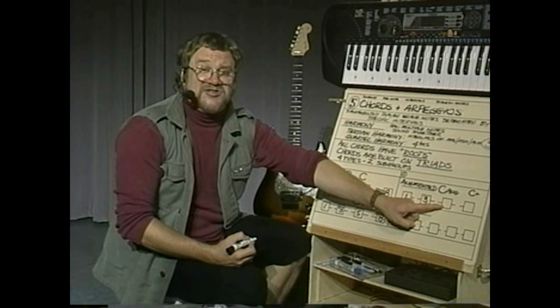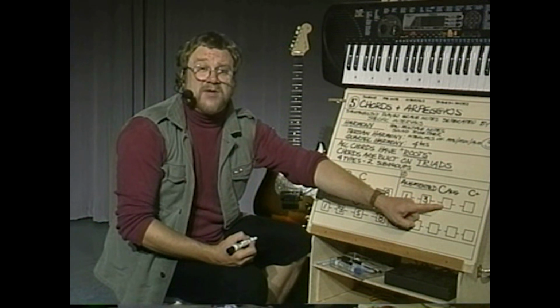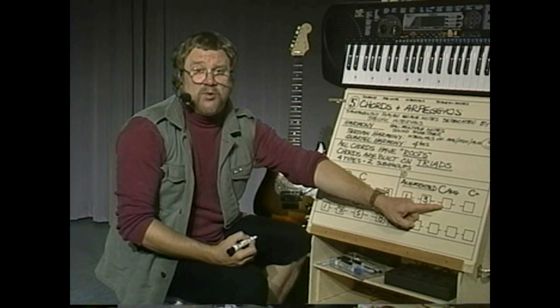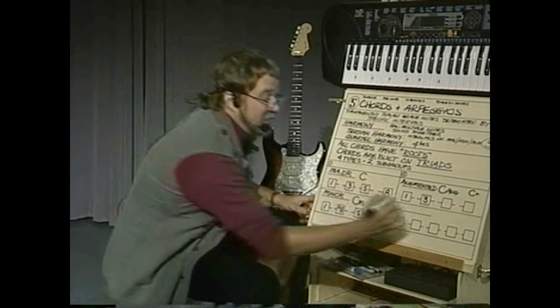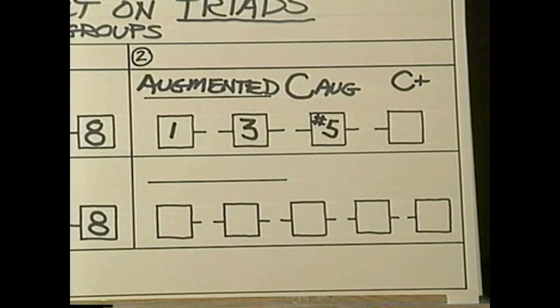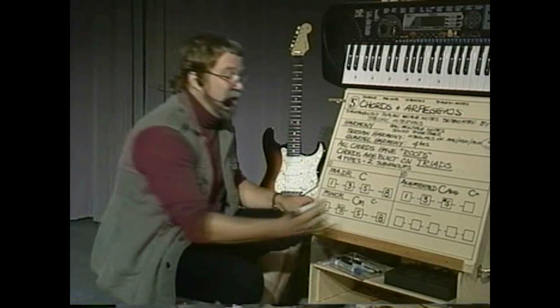Remember, 5 is the second most important note in all of music, and most of our patterns contain note number 5. But this is one of those patterns that doesn't. This contains the note that is 1/2 step higher than note number 5. It's a sharp 5. 1-3 sharp 5 is an augmented triad.